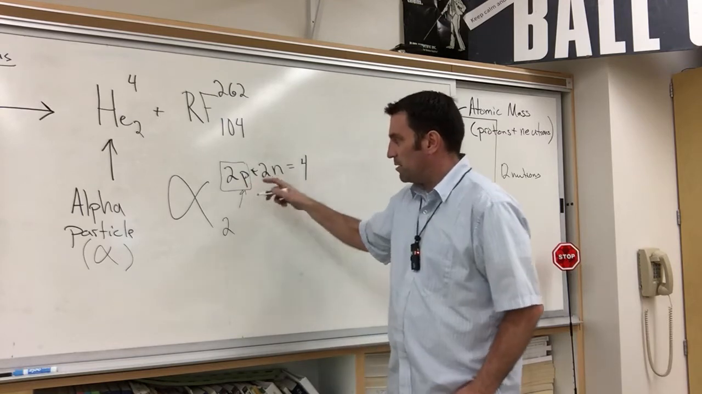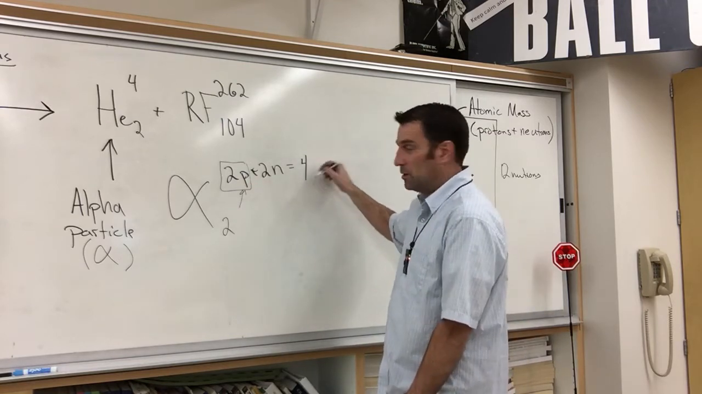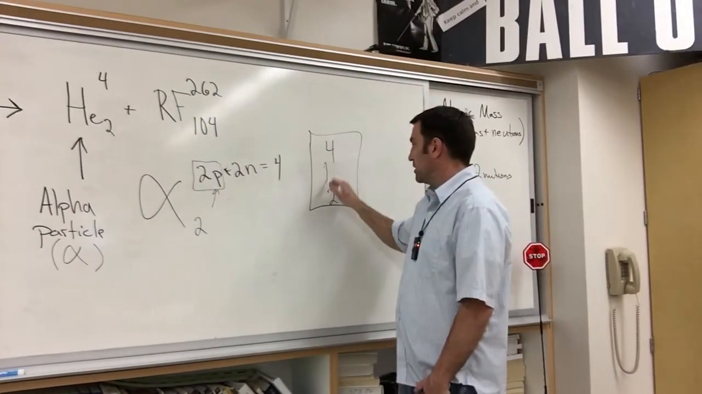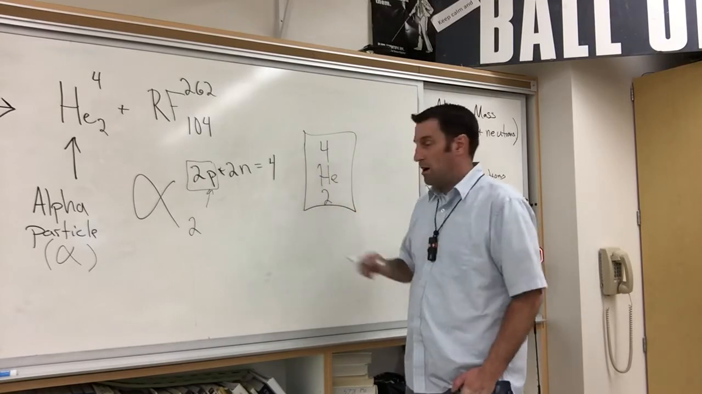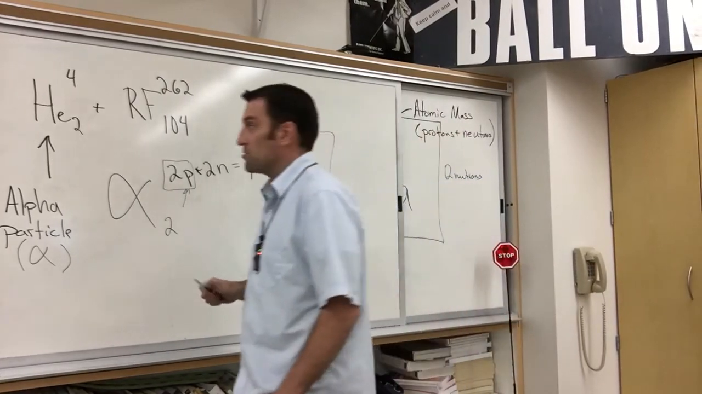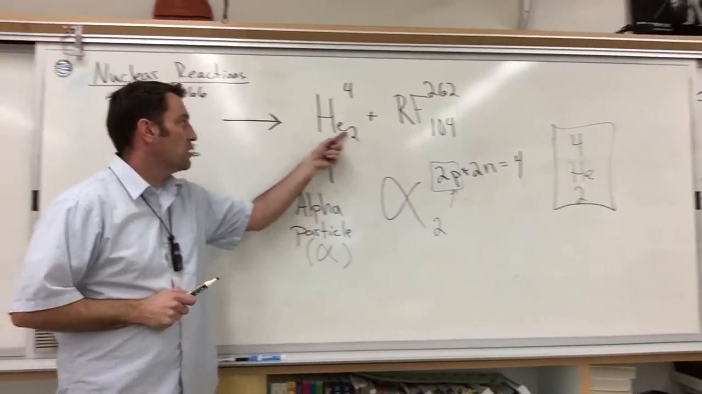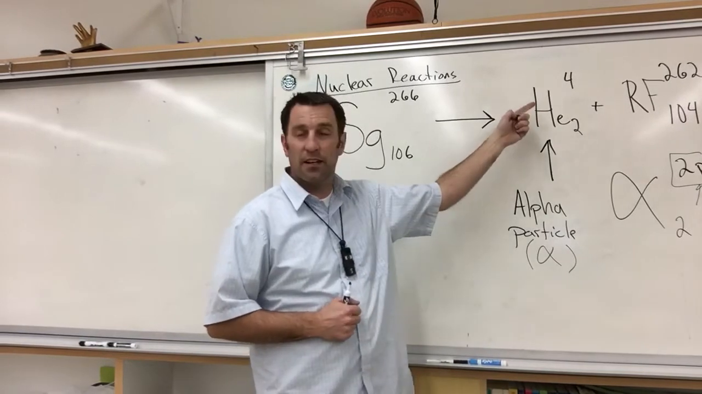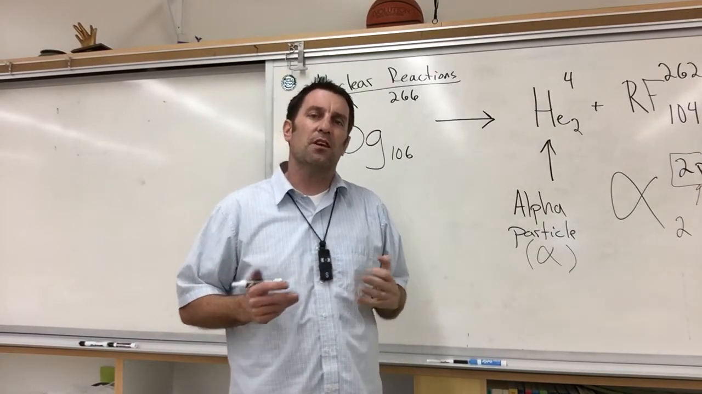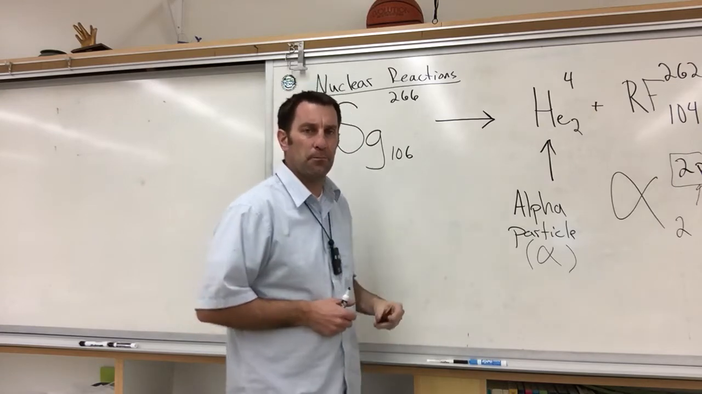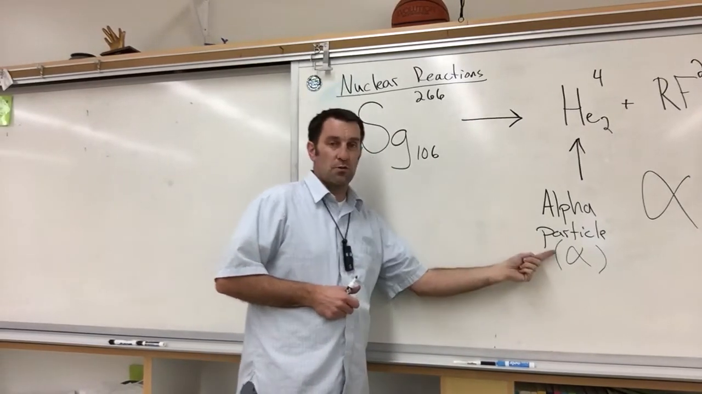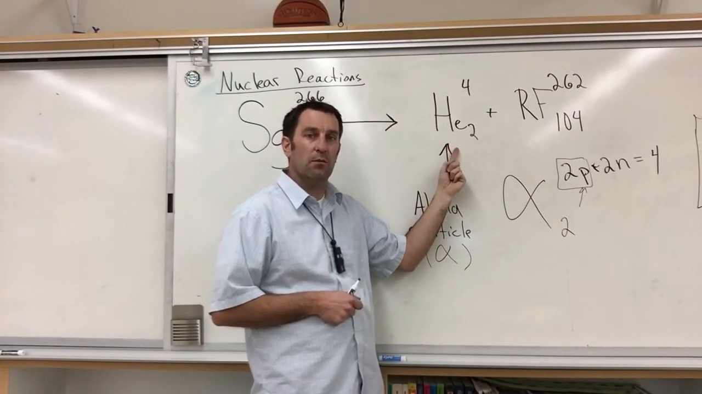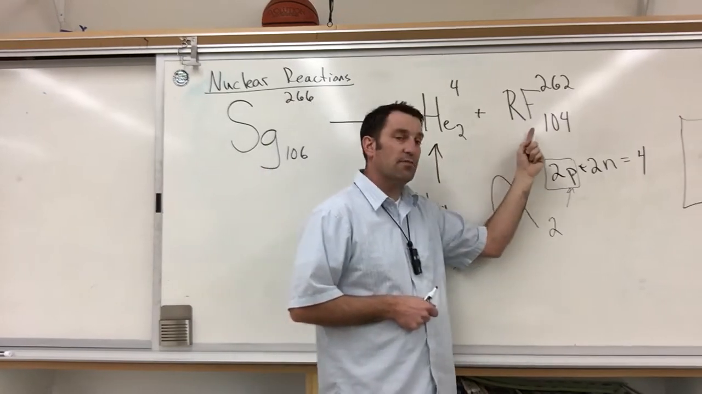Now, if you think about an element that has a mass of 4 and an atomic number of 2, that element would be helium. So oftentimes, an alpha particle is written as He42. Now, it's not a helium atom because it doesn't have the electrons, so it's technically referred to as a helium nuclei. So here we go. When seaborgium goes through alpha decay, it releases an alpha particle, or a helium nuclei, and whatever's left over.